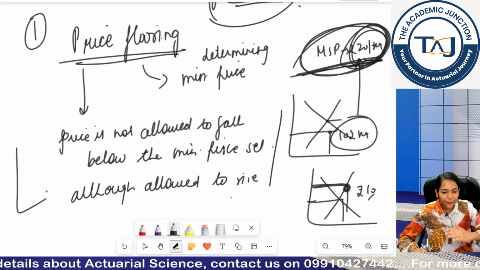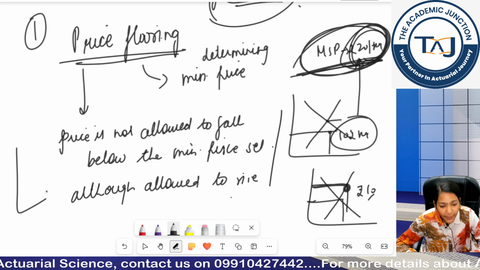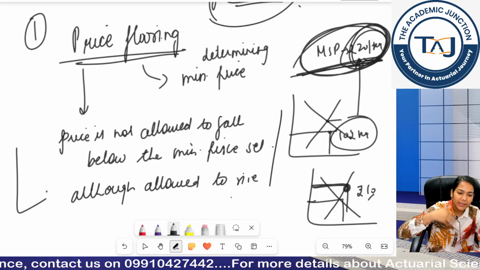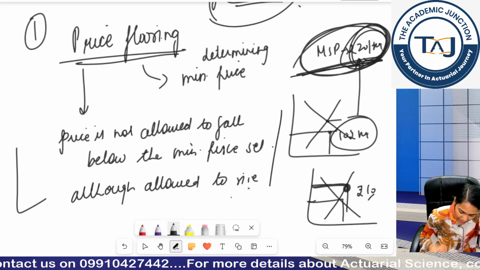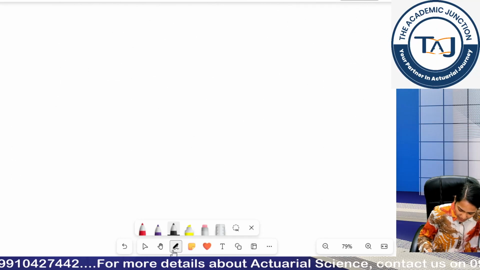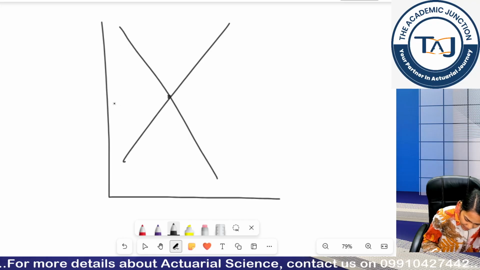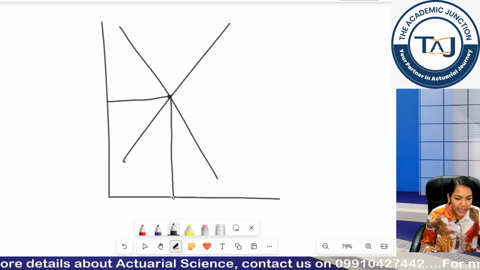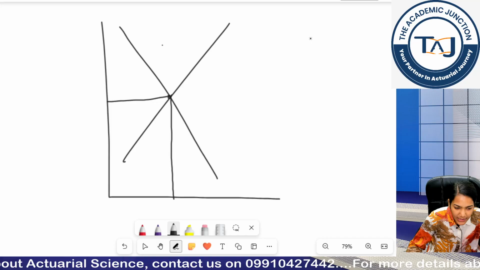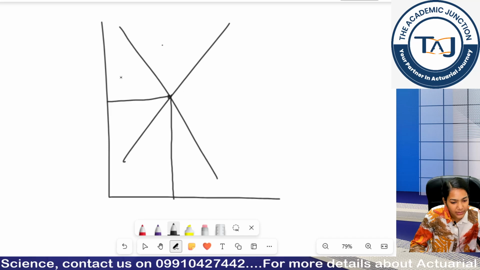Think about a floor. What is a floor? A floor is laid down at the bottom. That's why we determine the bottom price. But above it, the sky is the limit, so the price is allowed to rise. Note it down. If we talk about the curve, the market is prevailing at this point. The minimum floor price will be set above this actual market price, right? So always remember, the minimum price will be set above the market price. Otherwise, what would be the use of it?